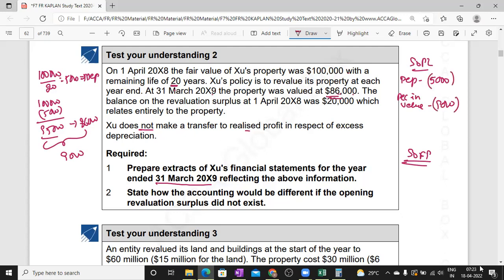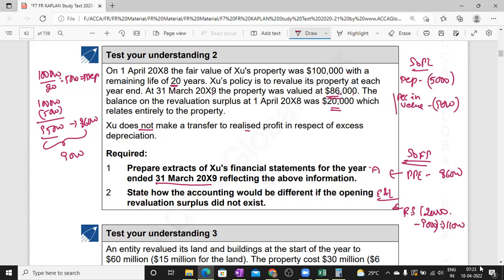Then coming to the statement of financial position. We have to show the property, plant and equipment at the revalued figure of 86,000. This is on the asset side. On the equity and liability side, under equity, revaluation surplus already has a 20,000 balance. From that, the reduction in value of 9,000 is deducted first. Then the remaining 11,000 is shown. Clear?